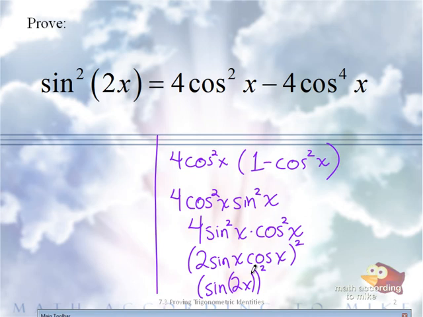The identity for double angle for sine is 2 sine theta cosine theta, or x in this case. Well, now it's just notation. How else can you write sine of 2x quantity squared? Sine squared 2x. Does this equal the other side? Yep. You're squaring the function, not the angle. Is that okay?